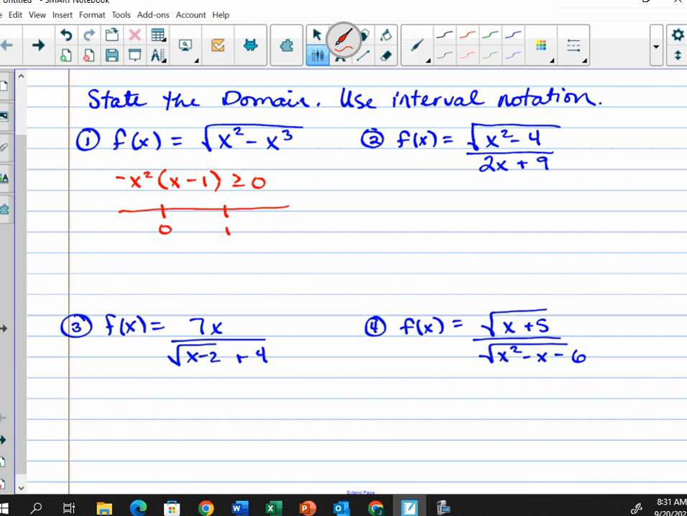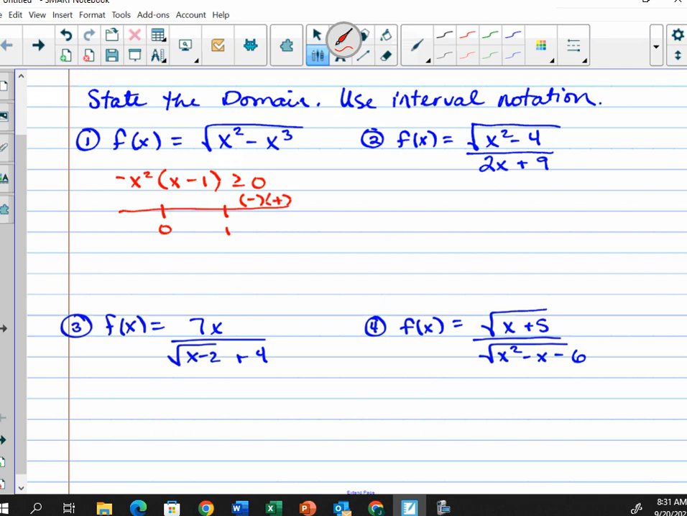To test a region, I can't use 0 to test this time because it's actually one of the critical numbers on my number line. I'm going to use 2 because that seems easy enough. So if I plug a 2 in, checking the right side of my number line, I'm plugging it into each of these factors. So 2 squared, 4, but then negative, right? So I know that's a negative. What about 2 minus 1?